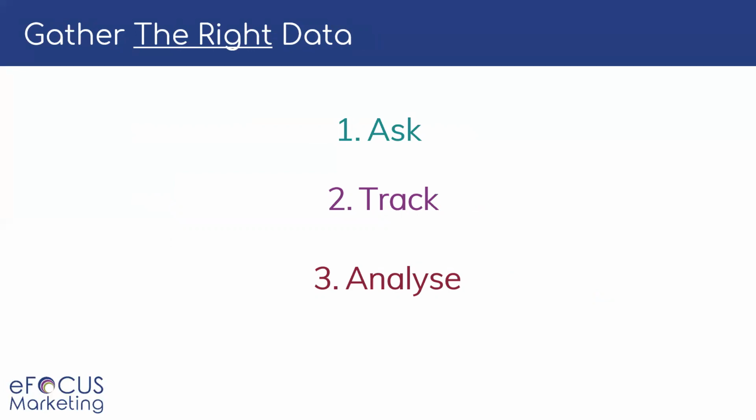And there are 3 main ways to do that. The first is to ask for that data. The second is to track it, and track behavior and what somebody's doing. And the third is to analyze it. Use other pieces of data to link together to give you insight as to what that means going forward. It gives you another layer of complexity to your data.